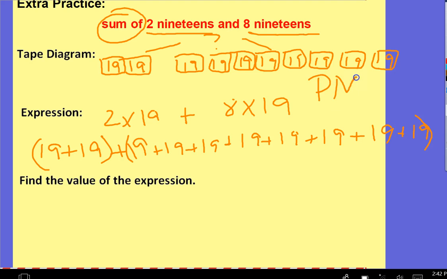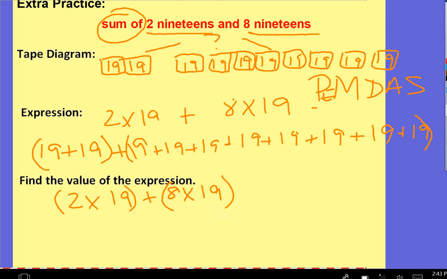So if I start with my order of operations, please excuse my dear Aunt Sally. It tells me first I'm going to look for parentheses. There's no parentheses in this expression. If there were, I would go ahead and do that first. So let's go ahead and put parentheses just to show that we're going to do that first. 2 times 19 is 38. I'm going to just put that there to show that that's my first part of my expression being solved. And then I have 8 19s, which is 152.